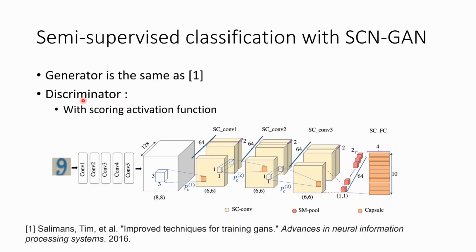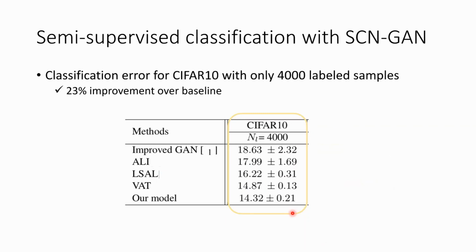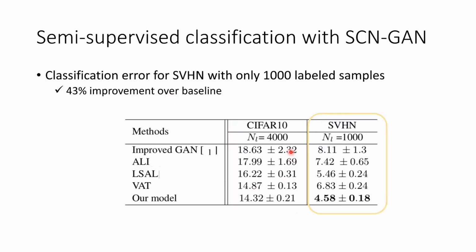This is the architecture of the discriminator that we used in our experiment. The generator is basically the same as the architecture that was used in the paper Improved Techniques for Training GANs, but in the discriminator we have a couple of convolutional layers, and we replaced the last 4 layers of the discriminator with subspace capsule layers. For classification on the CIFAR10 dataset using only 4,000 labeled samples, we achieved 20% improvement over our baseline, which is basically improved GAN. We also have results for the SVHN dataset, where we use only 1,000 labeled samples, and we also got 43% improvement over the baseline.